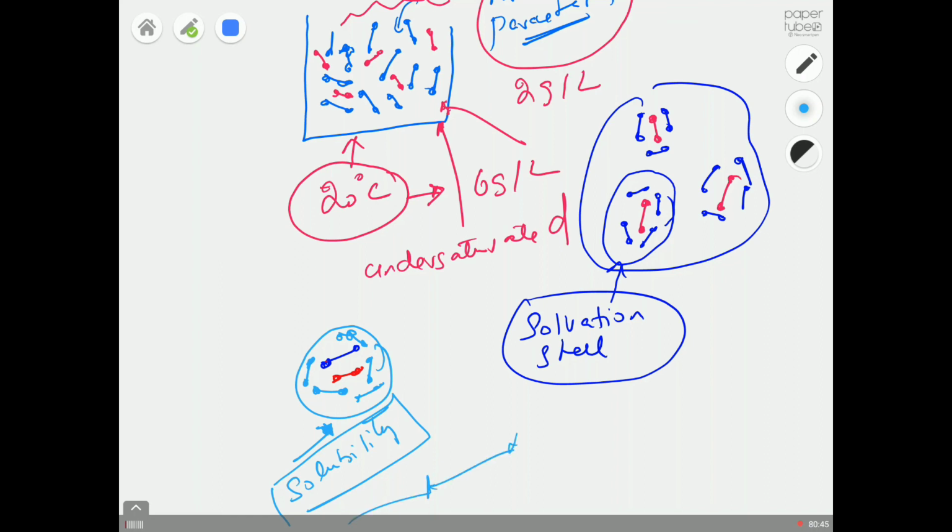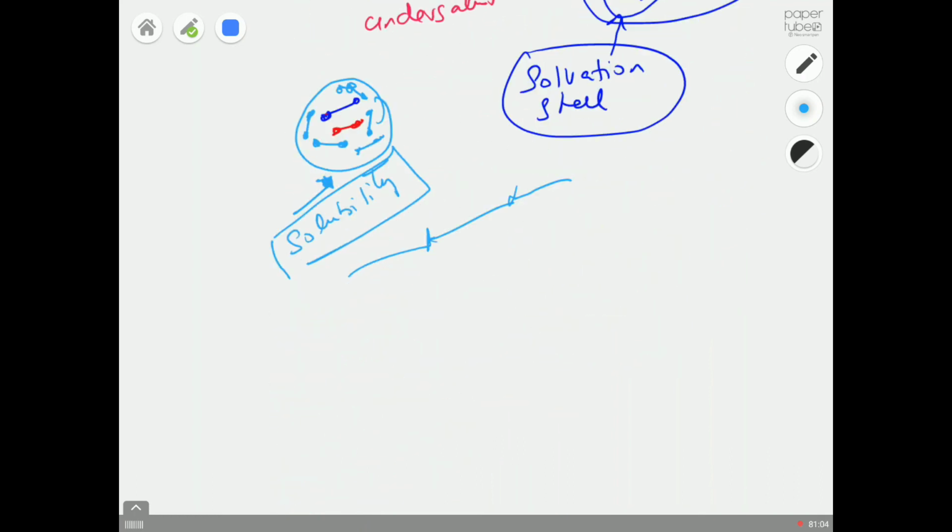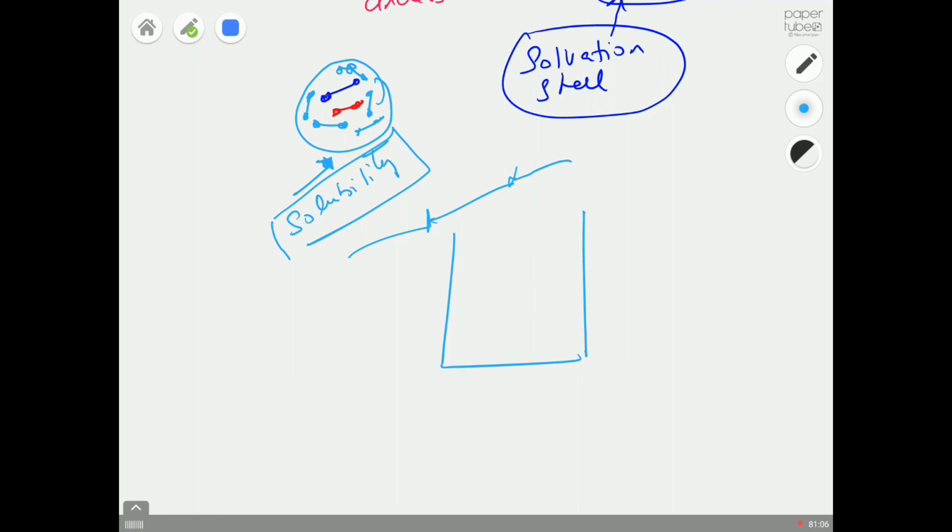So this is some idea that you should have. When I say in an undersaturated solution, your solvent molecules try to accommodate your solute molecules, and that will happen until you reach the solubility limit. And once you reach the solubility limit, the story is completely different. I will show you what exactly happens when you reach your solubility limit.